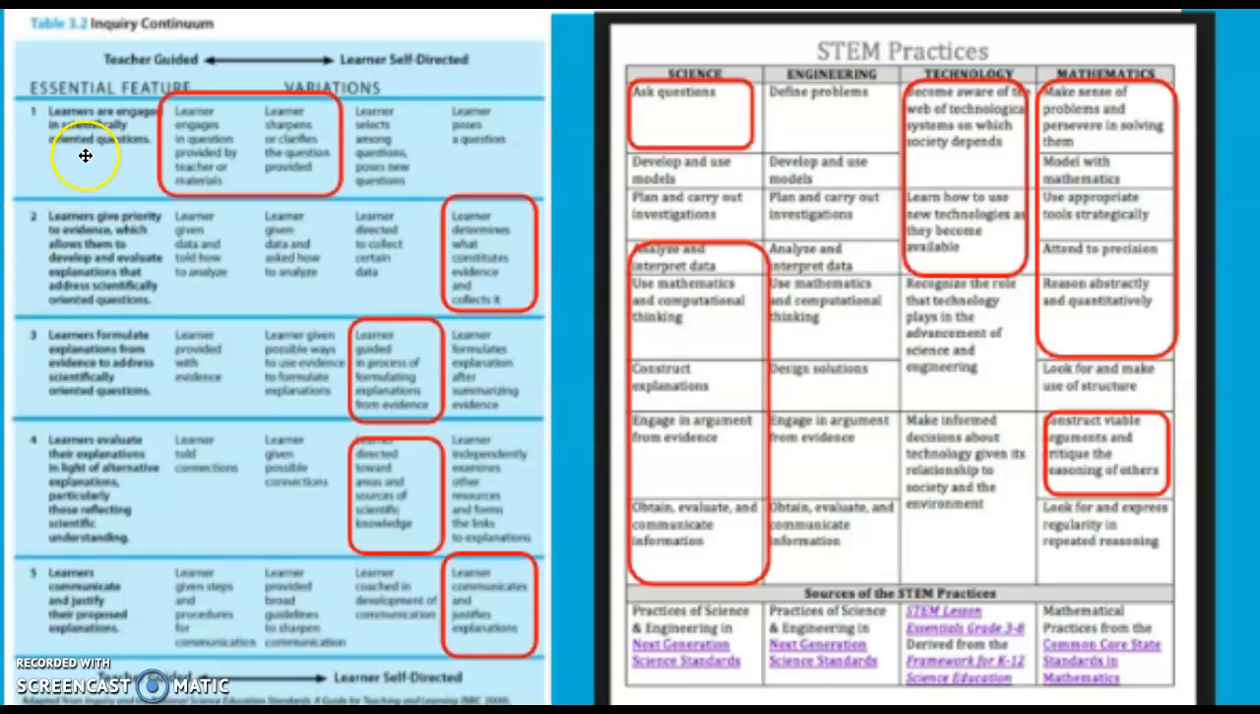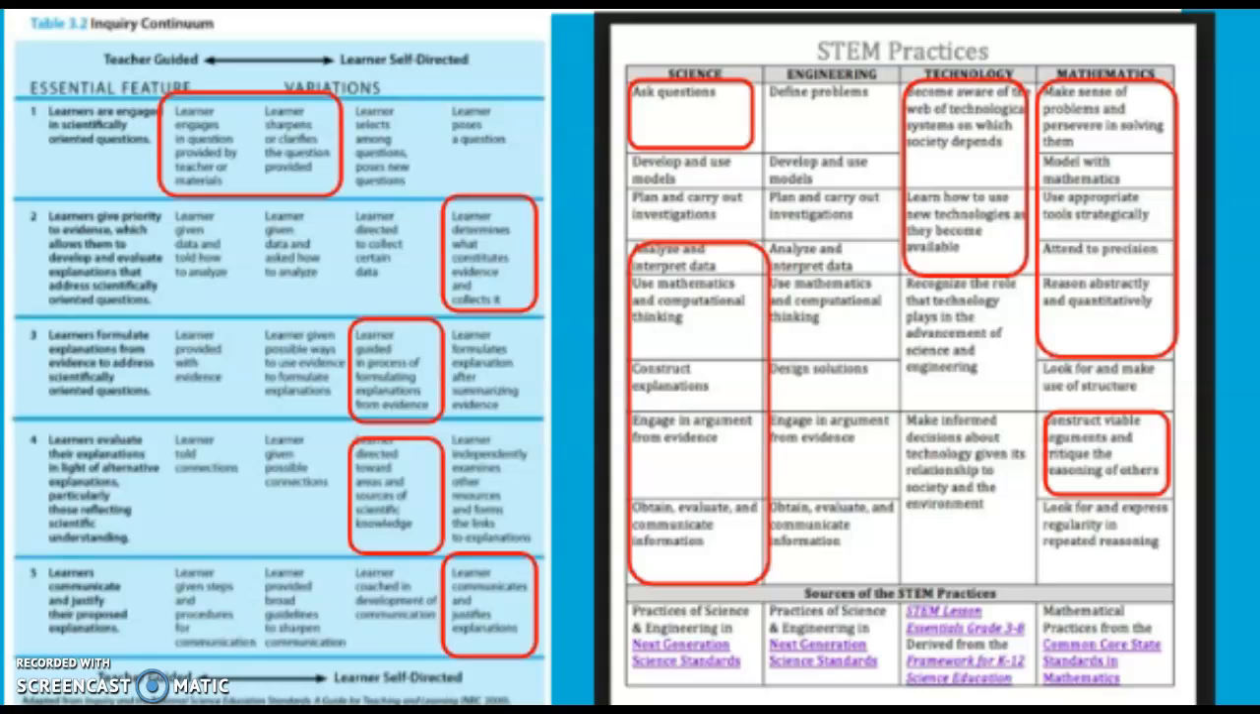For the inquiry continuum, I feel that this lesson starts as teacher guided, but by the end it definitely goes to a learner self-directed activity. And for my STEM practices, like I said, this was a math focus, so they'll be using a lot of the math, the standards of mathematical practices, along with the technology practices through their research. And since this is a science concept, when they're doing their research and using the math behind it, they also will be participating in using the science practices as well.